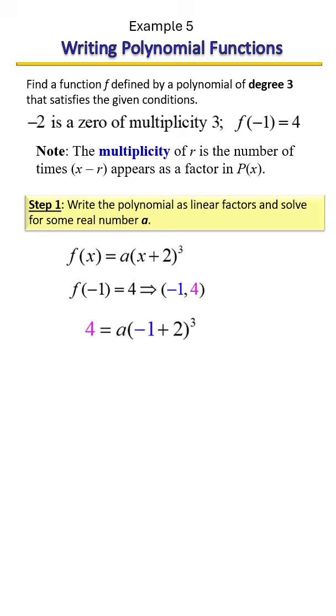We're going to go ahead and do the math inside. 1 multiplied 3 times is still going to be 1. 1 times a is simply just a, so a equals 4. Putting it all together, this is our polynomial in linear factored form.